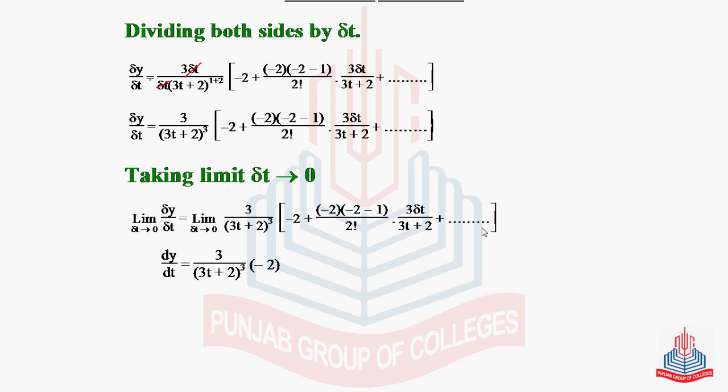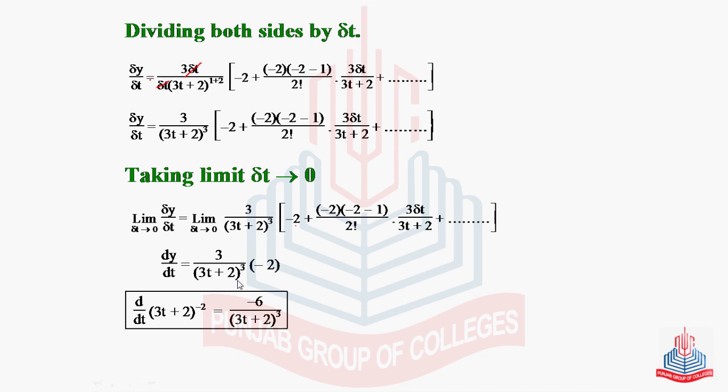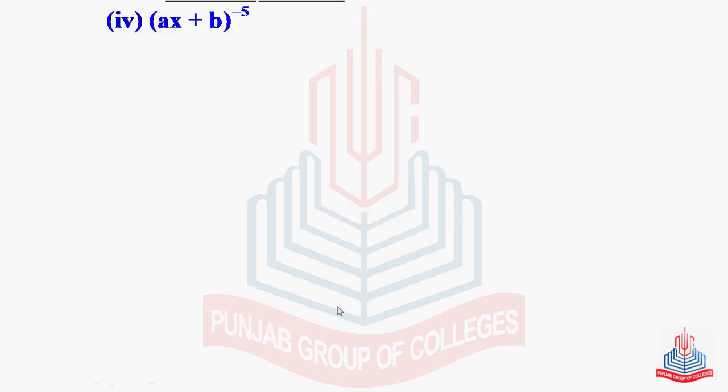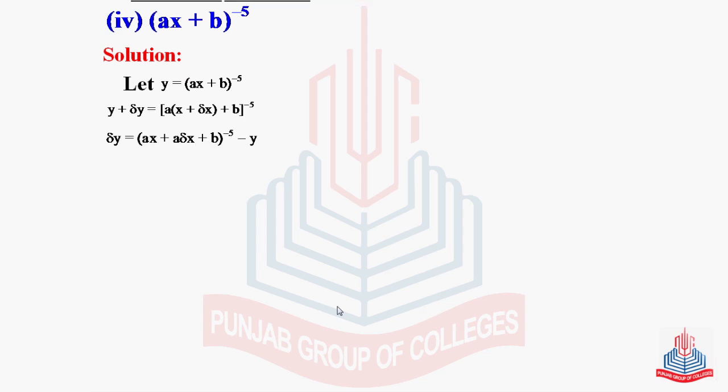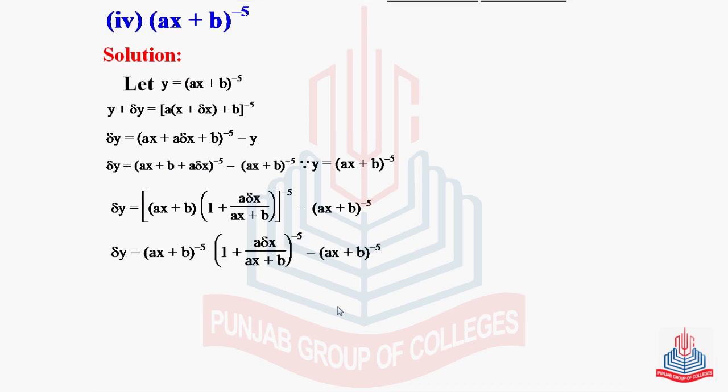So we have only this first term minus 2, and multiplying to 3 into 3t plus 2 cube, that will become the required derivative of the given function, which is minus 6 over 3t plus 2 whole cube. Part number 4, almost the same thing. You can easily solve it yourself, so just simplify it yourself. The same expression, the same thing.